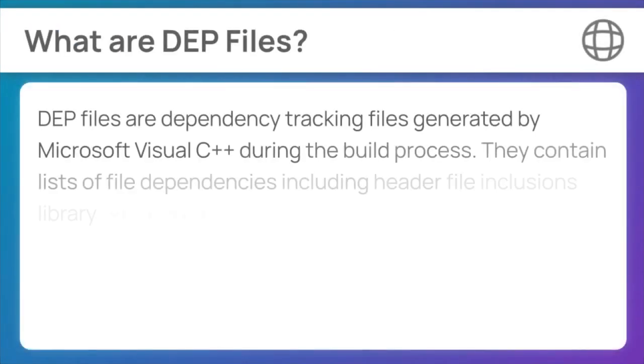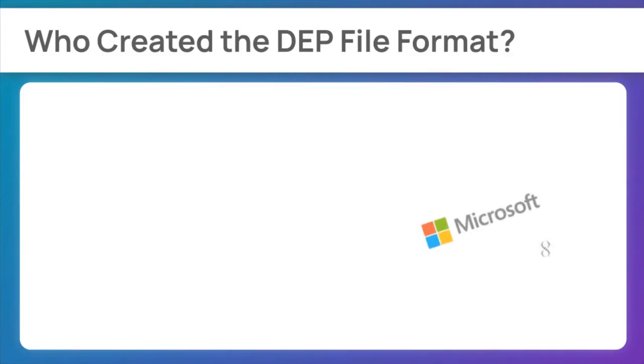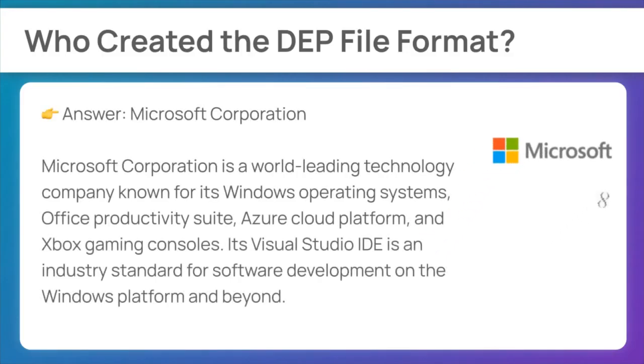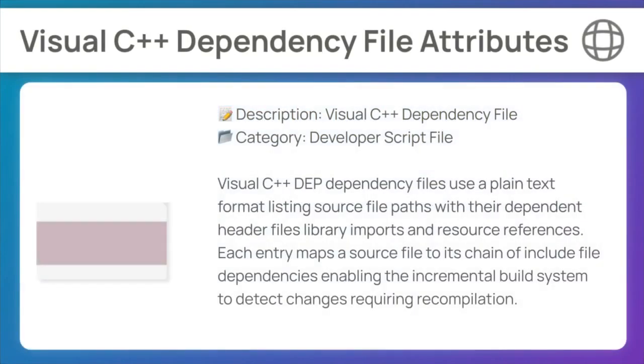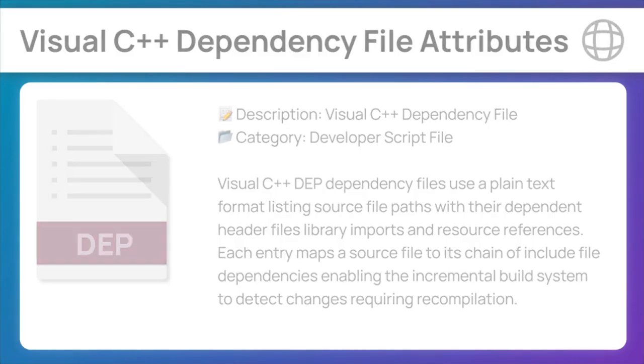DEP files are dependency tracking files generated by Microsoft Visual C++ during the build process. They contain lists of file dependencies including header file inclusions, library references, and resource file dependencies used by the build system to determine which source files need recompilation when project files change. Visual C++ DEP dependency files use a plain text format listing source file paths with their dependent header files, library imports, and resource references. Each entry maps a source file to its chain of include file dependencies, enabling the incremental build system to detect changes requiring recompilation.